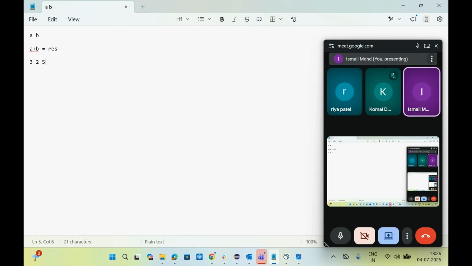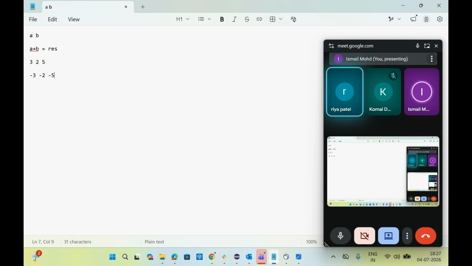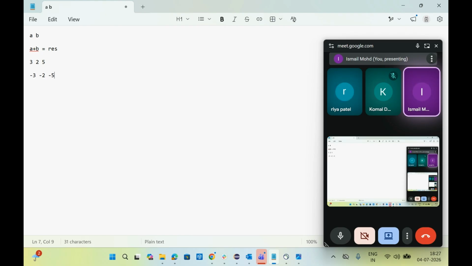Even if you take the negatives, minus 3 and minus 2, and add them, the result is minus 5. All are integers. Minus 3 and minus 2 are integers, minus 5 is also an integer, so it is closed under addition.